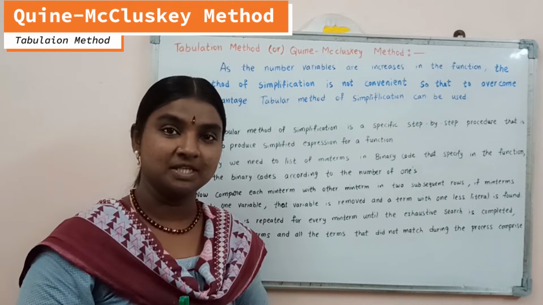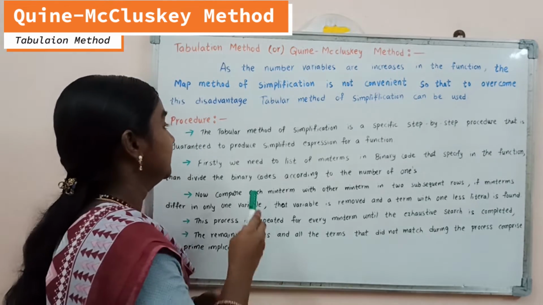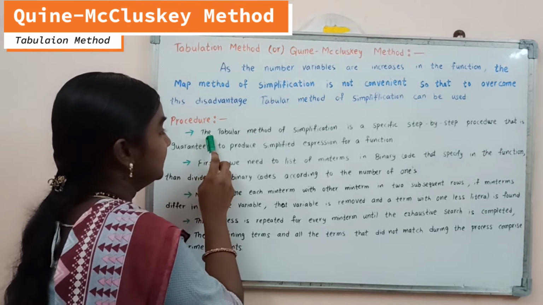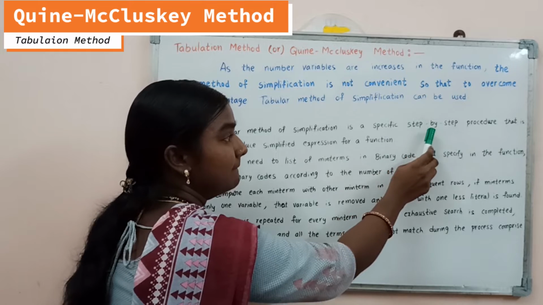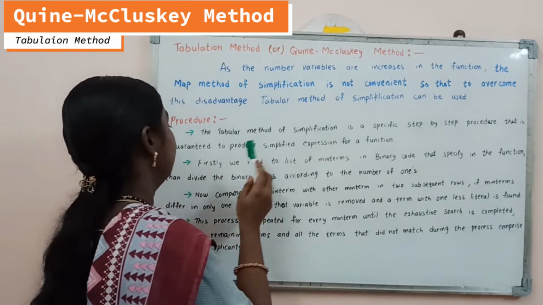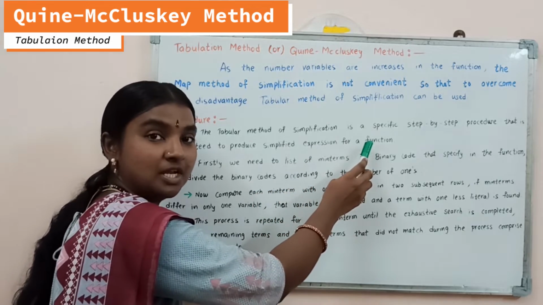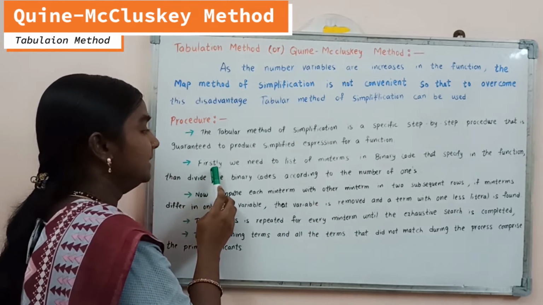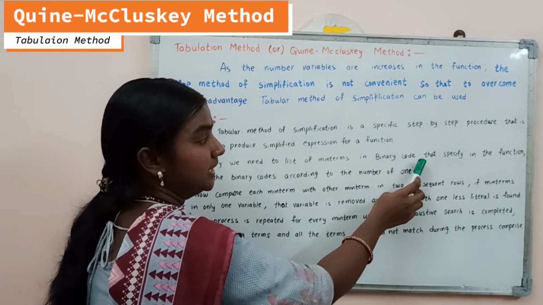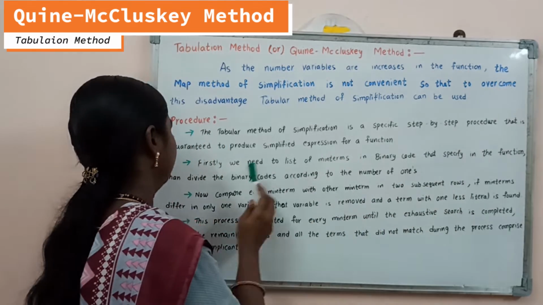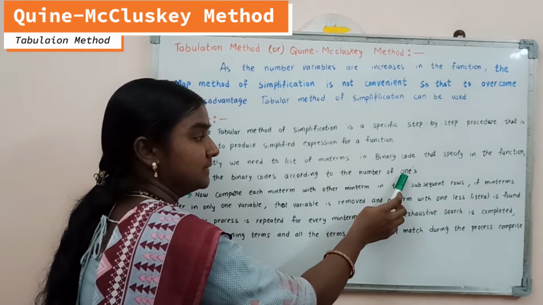Now we will see the procedure, how we apply these steps to the Boolean function. The tabular method of simplification is a specific step-by-step procedure that is guaranteed to produce a simplified expression for a function. Firstly, we need to list the minterms in the binary code that specify the function. Then divide the binary codes according to the number of ones.